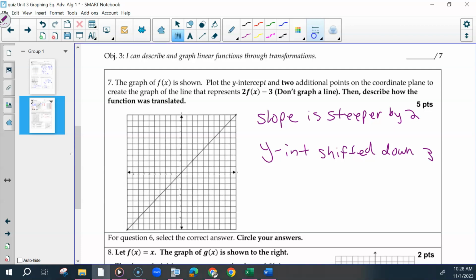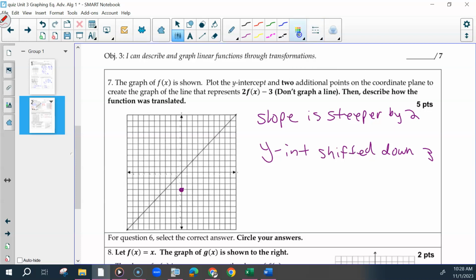If you didn't use your transformation words, steeper, less steep, shifted up or down, you miss points. If you didn't put the direction for the y-intercept shifted up or down, you miss points. If you didn't put the number, you miss points. So there are a bunch of different ways to miss points on those, so make sure you're describing accurately. And then on this, if this is the original, your new y-intercept should be down 3. And then you just needed 2 other points.